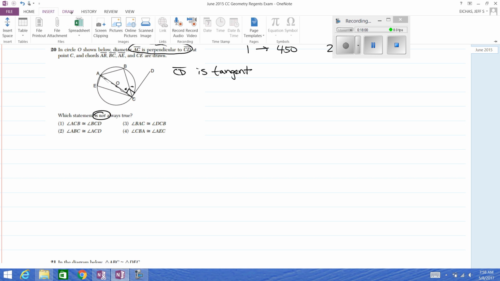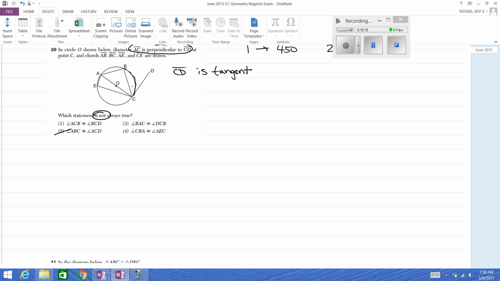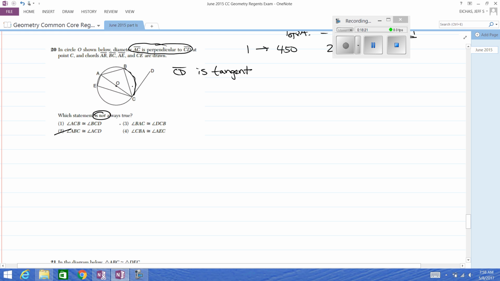Okay, so let's go back through this. This one is always true. Let's see, BAC congruent to DCB. All right, so this is the intercepted arc for this problem. Let me get rid of some other stuff here. Okay, I'm looking at choice 3 right now. All right, BAC is this angle right here. It's an inscribed angle that opens up to this arc BC.